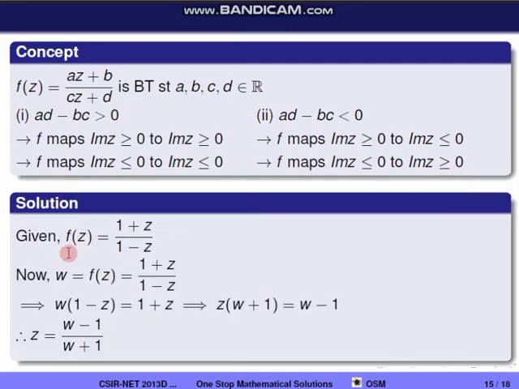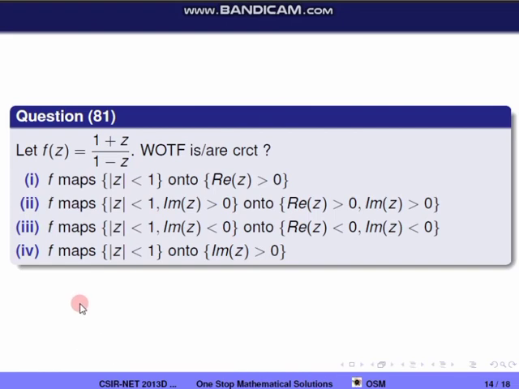So they have given f of z is equal to 1 plus z divided by 1 minus z. So let me take this equal to w. So when we take this as w, then we'll cross multiply. So this implies w into 1 minus z is equal to 1 plus z. So write the terms of z in the LHS and all other terms in the RHS. So we'll get like this. So therefore we are getting z is equal to w minus 1 divided by w plus 1. So in the question they have asked f maps mod z less than 1 to which region, and also f maps mod z greater than 1 onto which region.